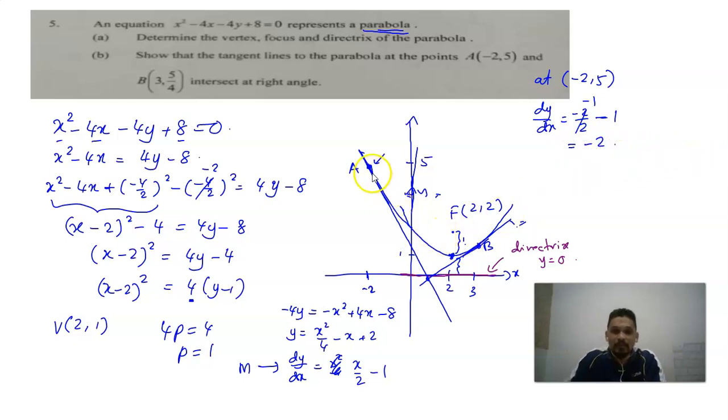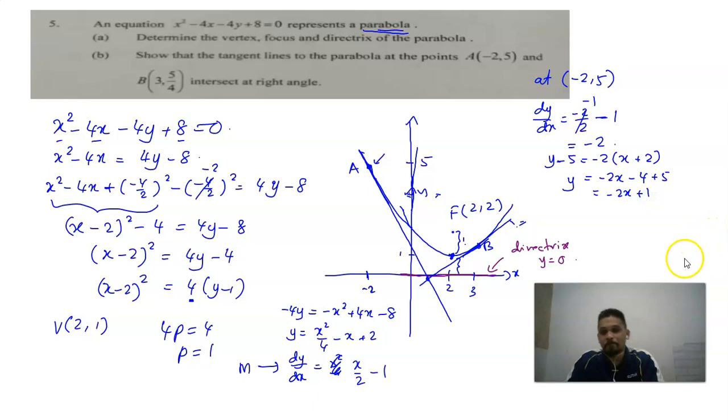So form the equation of this line here, using the gradient of negative 2 with the point of negative 2 and 5. So y minus 5 equal to negative 2 times x minus negative 2, x plus 2 here. So then negative 2x minus 4, and negative 5 becomes positive, plus 5. Then y equal to negative 2x plus 1.